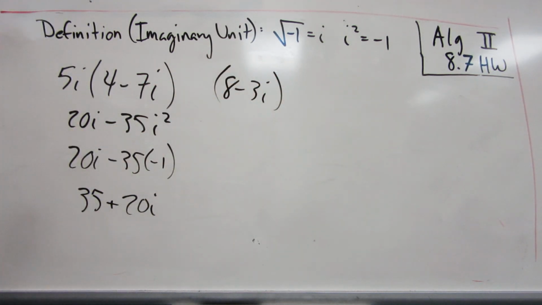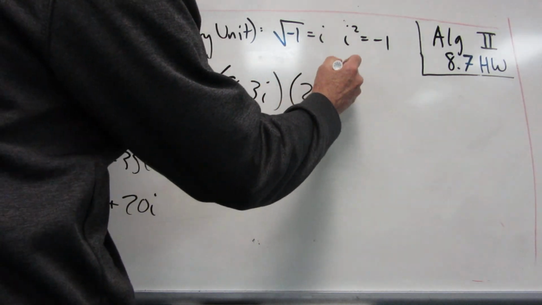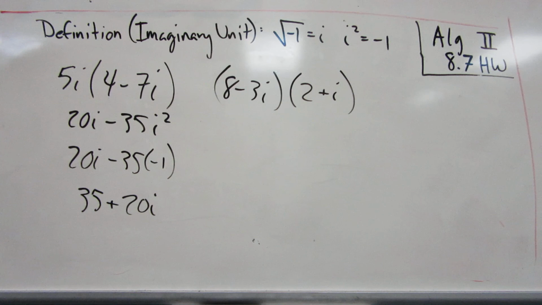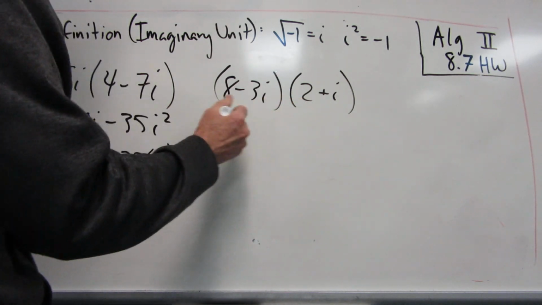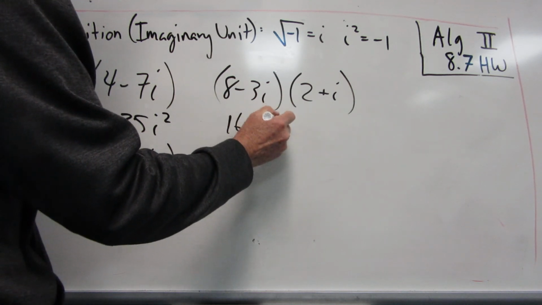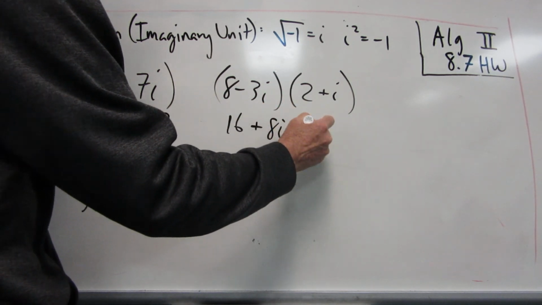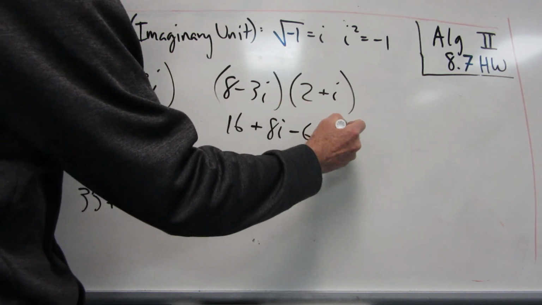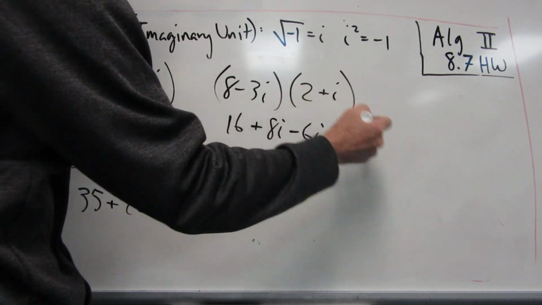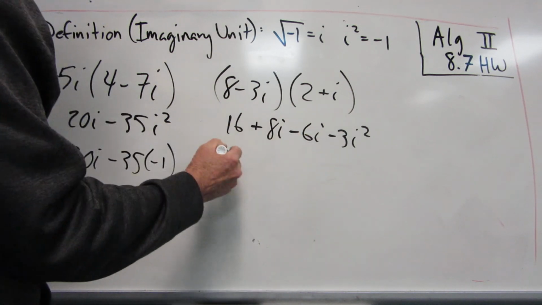I have this complex number, and I'm multiplying it to this complex number. So I'm going to have to FOIL this thing. All right. 8 times 2 is 16. 8 times i. Negative 3i times 2, negative 6i. And I'm going to have negative 3i times i squared. These are like terms. Let's combine those.